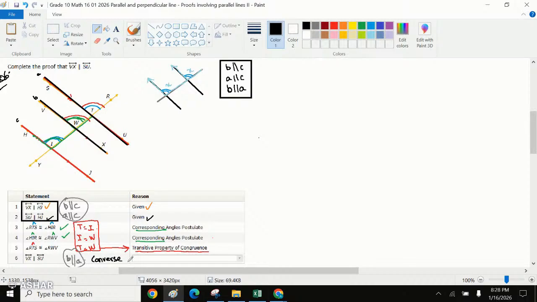The name of the property is corresponding angles postulates. Okay. So we are just trying to show and prove whether the conditions given over here are true or not. Okay. Any questions?